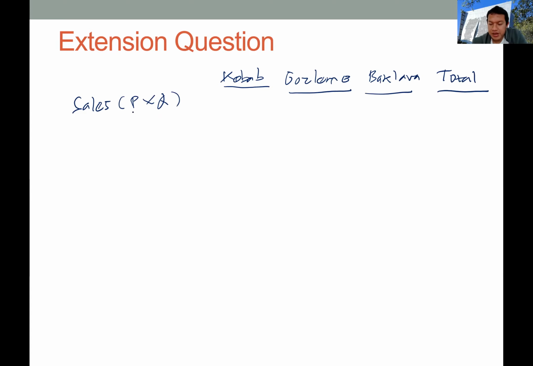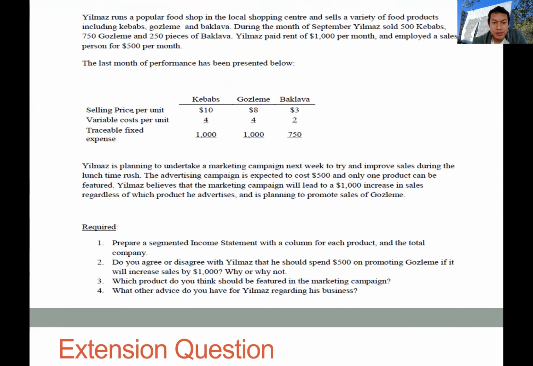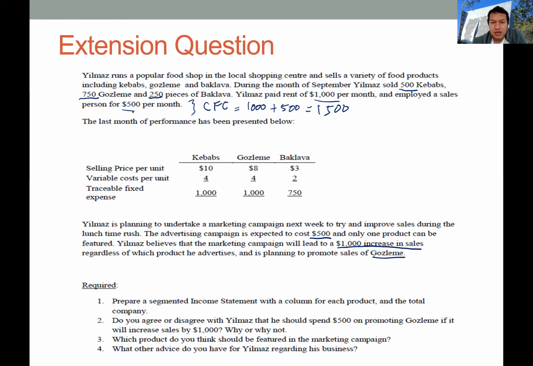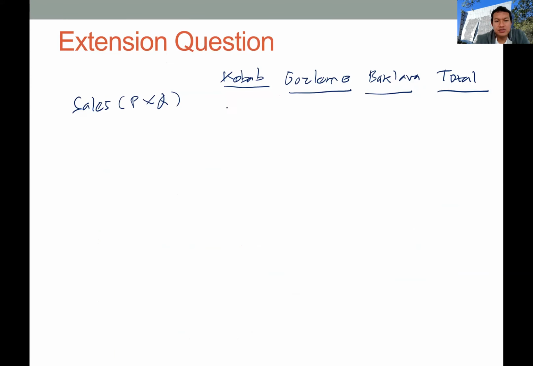Okay, so we know the price of kebabs is $10 per unit and quantity is 500. So the sales will be 5,000 for kebabs, and for gozlimi is 6,000, and for baklava is 750. Okay, so in total we got 11,750.